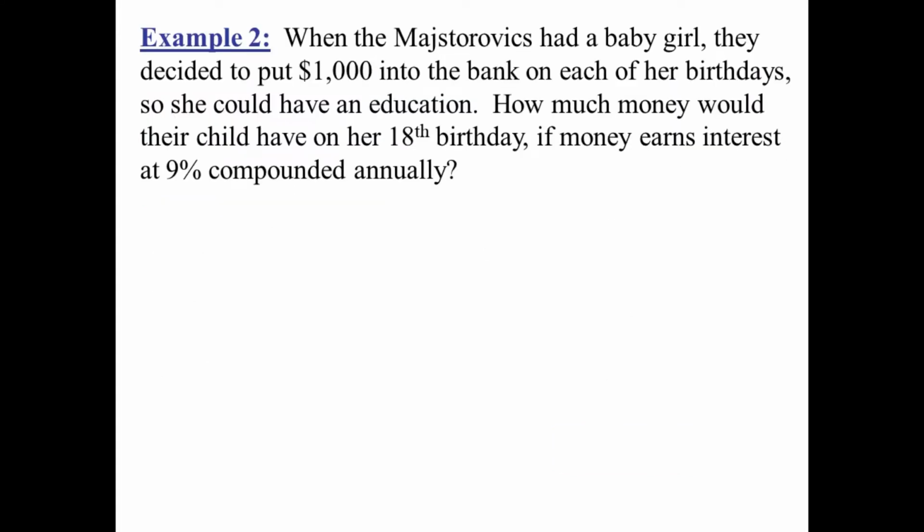Let's do another example. When the Majstoroviches had a baby girl, they decided to put $1,000 into the bank on each of her birthdays so she could have an education. How much money would their child have on her 18th birthday if money earns interest at 9% compounded annually? Solution: use a timeline to illustrate your thinking.